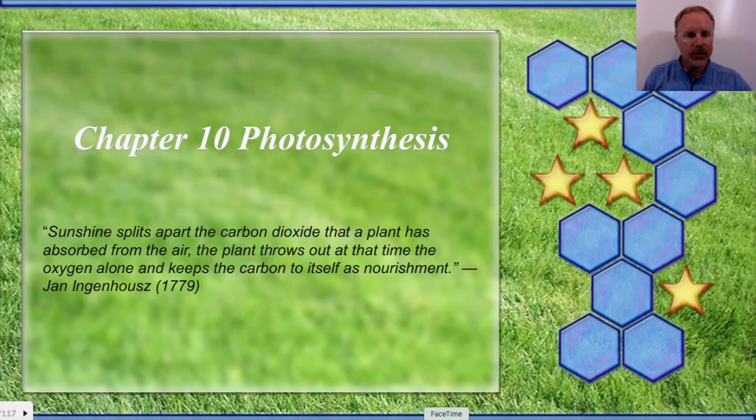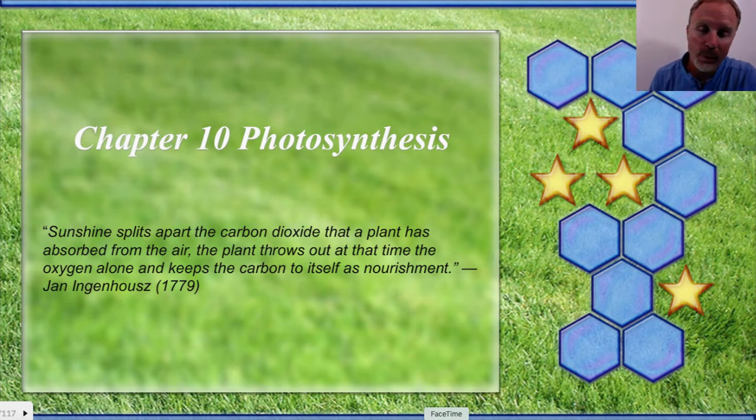All right, Chapter 10, photosynthesis, is going to go through just basically how the plants use carbon dioxide and form sugar, and then how they give off oxygen as a byproduct. And so in 1779, things were obviously a little different, but what they thought was that sunshine splits apart the carbon dioxide that the plant has absorbed from the air, and the plant throws out at that time the oxygen alone and keeps the carbon for itself as nourishment.